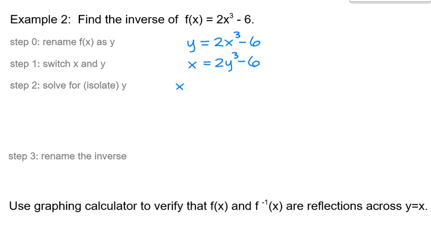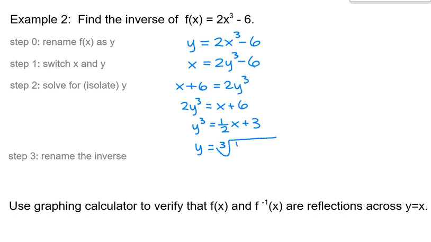So add 6 to both sides. If you like, rearrange so you have your y on the left. Divide both sides by 2. If you want, you can just write that as 1/2 x plus 3. And then to undo the cube, we're going to cube root. Remember, when you cube root, you don't need plus or minus.